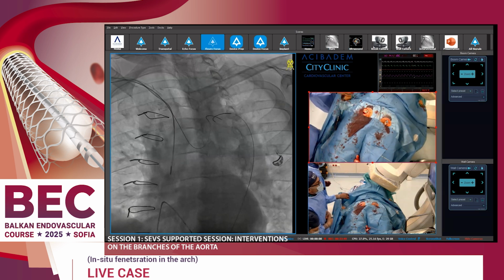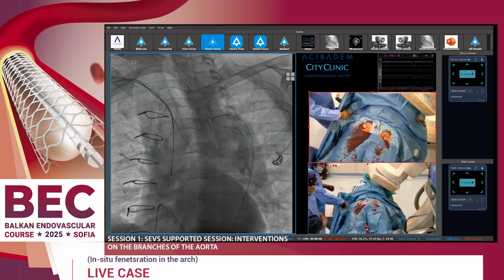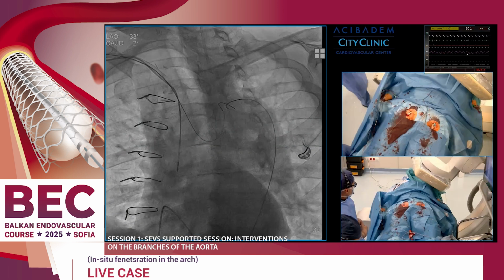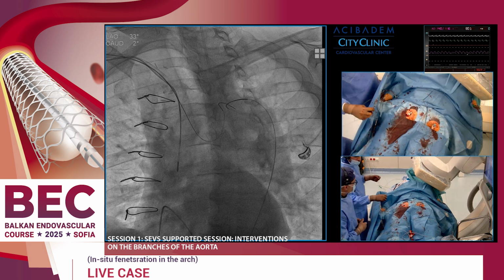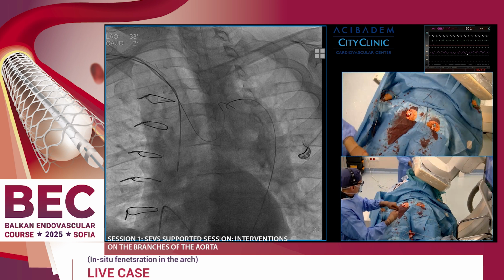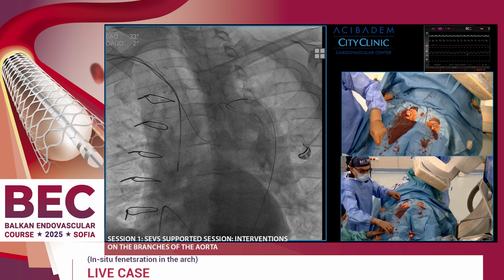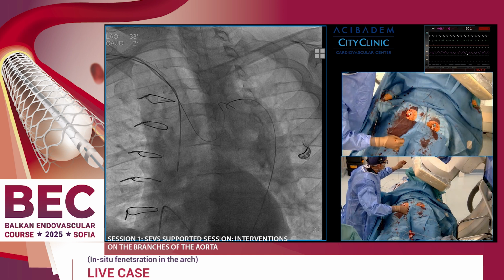So I was explaining why 10. The 10 French sheath is utilized in order to both fenestrate, so to accommodate the catheter for fenestration, and to provide flow, retrograde flow into the brachiocephalic trunk, in order to provide brain perfusion during the in situ fenestration.